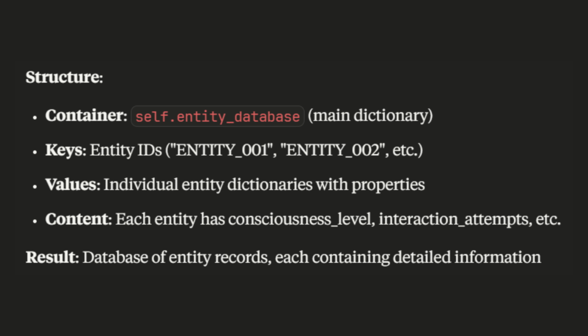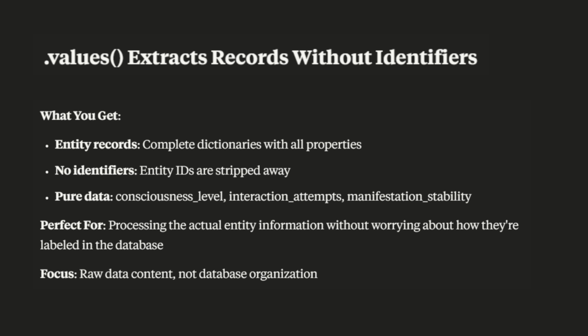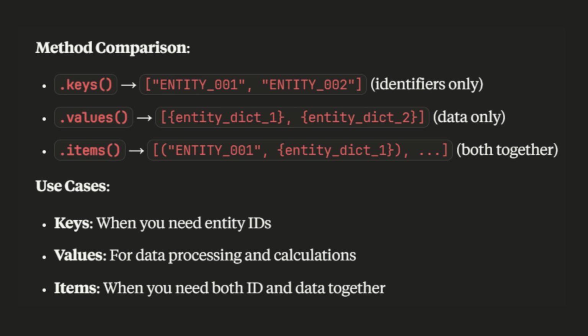Self.entitydatabase contains entity dictionaries with keys like entity 01, 2, etc. And .values extracts only the entity data dictionaries, ignoring the entity IDs, providing us with direct access to all entity records without their identifiers. So we've mentioned this briefly throughout the course at different times.